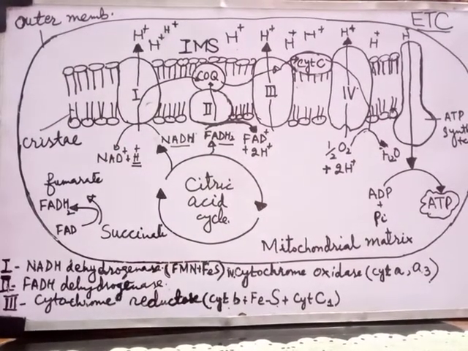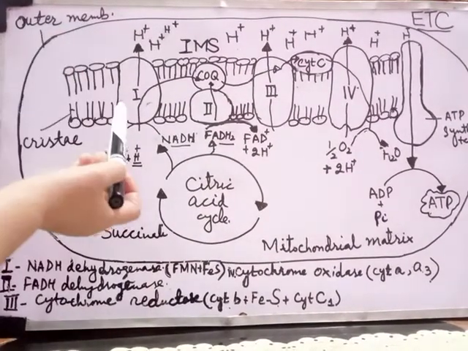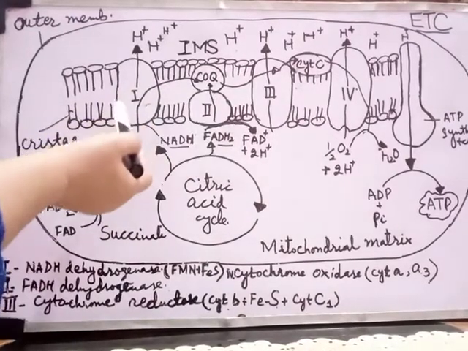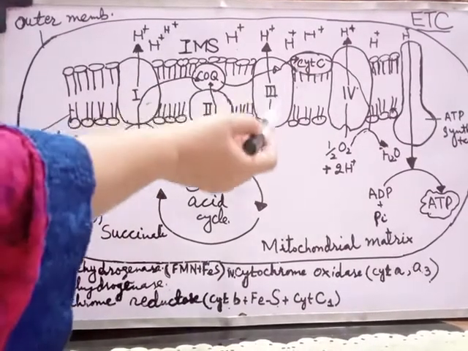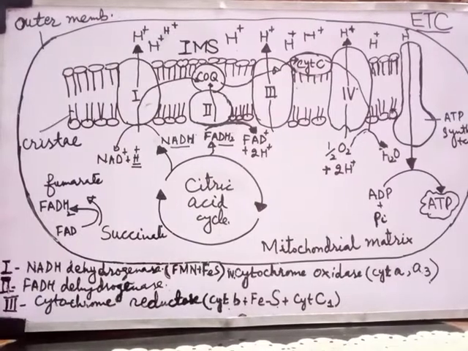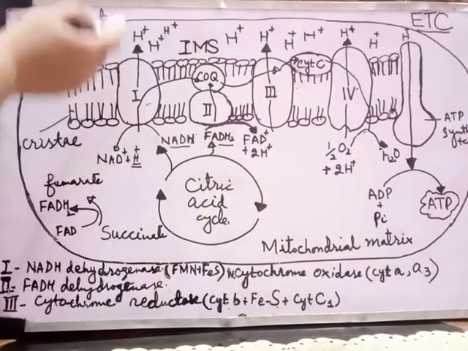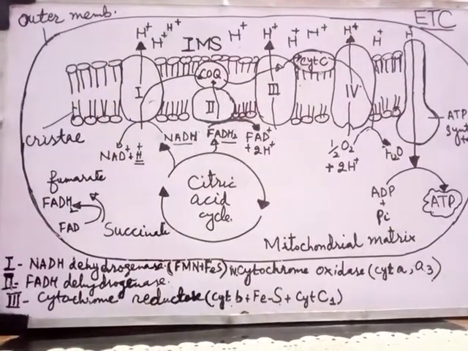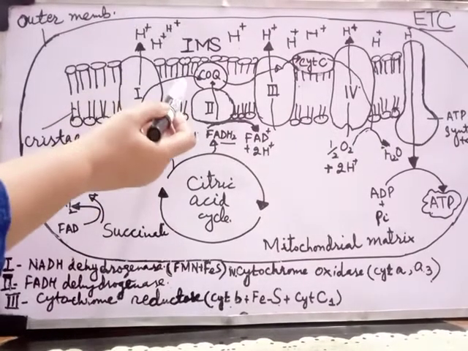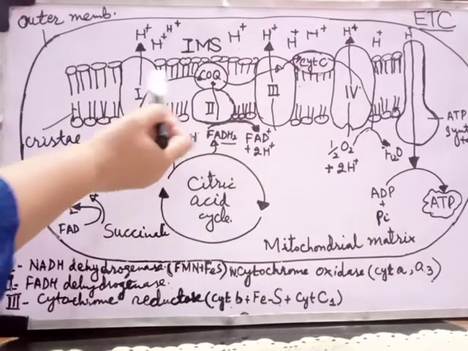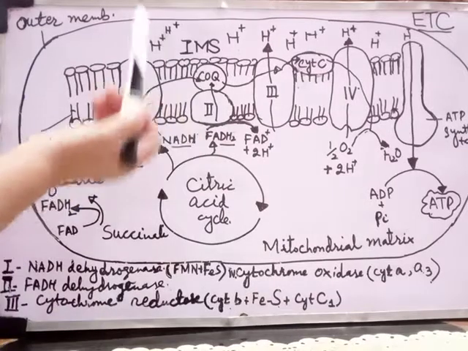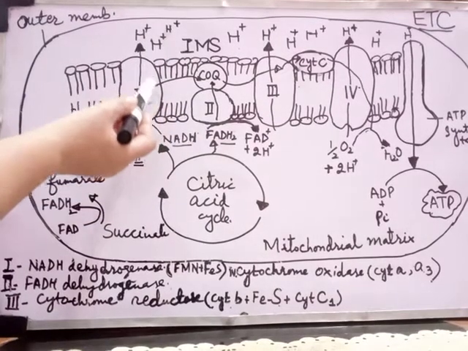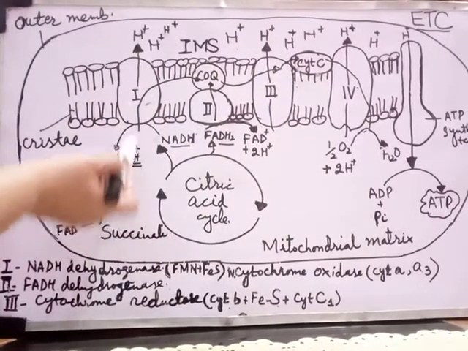Water. Now student, at different stages, complex 1, complex 3 and complex 4 also function as what? As proton pumps. The energy which is released during the downhill movement of electrons from complex 1 to coenzyme Q, that energy is trapped for the movement of what?